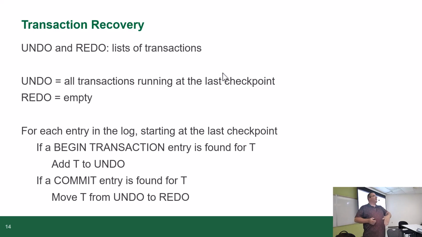So then you have to load an older save, right? The checkpoint in the game where you keep getting killed goes on the undo pile because you're going to recover from a previous save. And then you have the redo list, which when you start transactions is actually empty. For each entry in the log, starting from the last checkpoint, if a begin transaction entry is found, it's added to undo. Once it's committed, it moves from undo to redo.